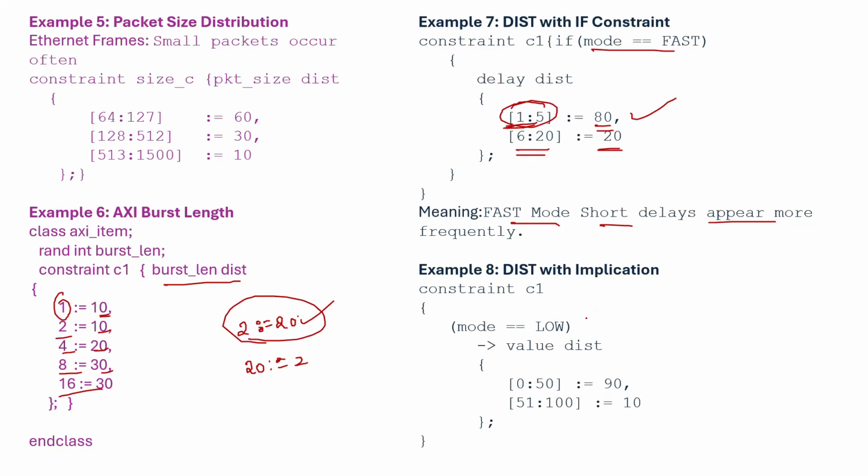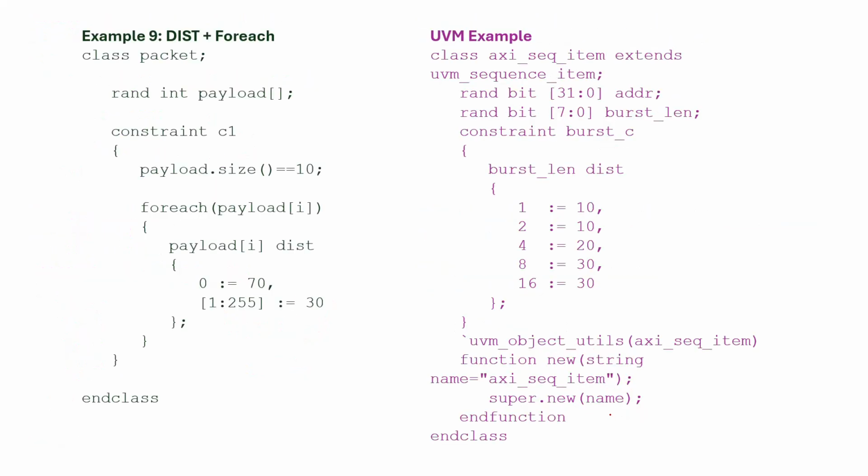Similarly, I am also implementing the implication operator. So my mode should be low and the value should be distributed in the range of 0 to 50 at 90%, and 51 to 100 at 10%. That means these values will be repeated more times, 9 times, and these values will be repeated 1 time. For each condition also, each and every value will be repeated a different number of times.